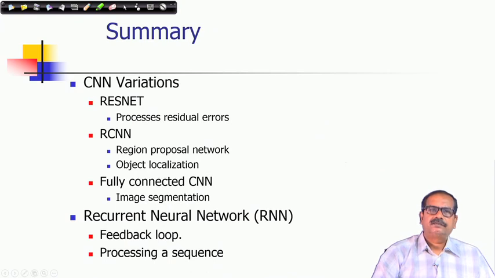There are variations of convolutional neural networks. ResNet processes residual errors. R-CNN has a region proposal network and localizes objects, and there is also the fully convolutional network, which uses image segmentation. And then there is the recurrent neural network, a different kind of neural architecture. It is quite different from a convolutional neural network because it has a feedback loop. It is not a feed forward network, and recurrent neural networks are mainly used for processing sequences.